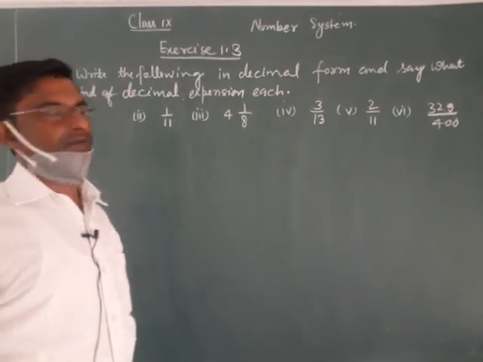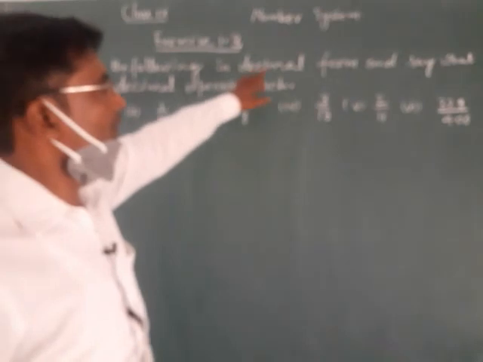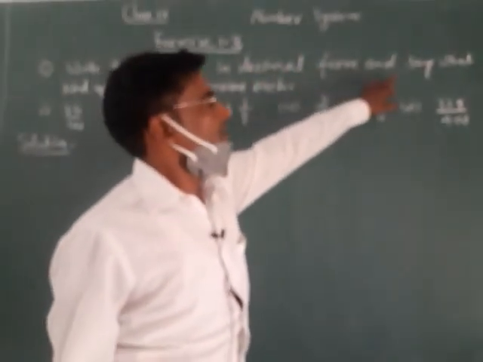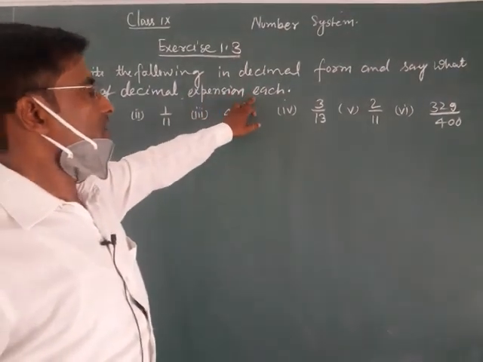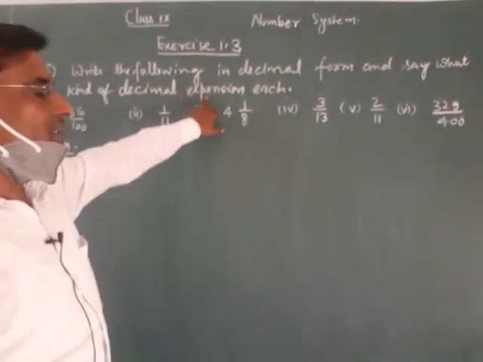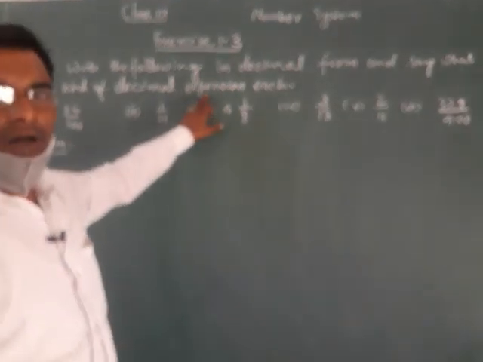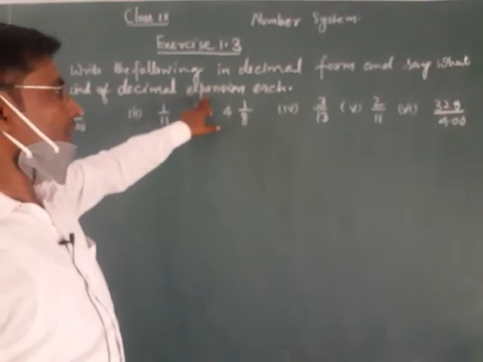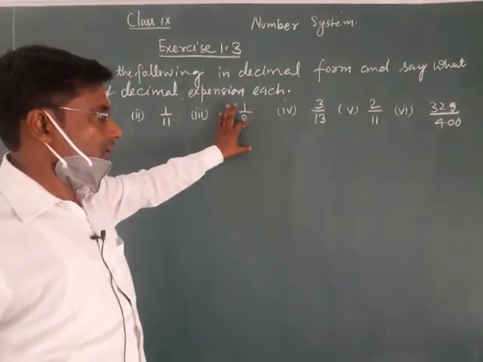Today I will solve new exercise 1.3 in number system. Question number one: write the following in decimal form and say what kind of decimal expansion it is. This means terminating or non-terminating decimal expansion. We find out in this question. So let us start the solution of this question.